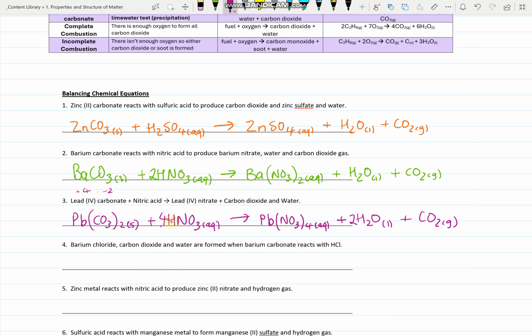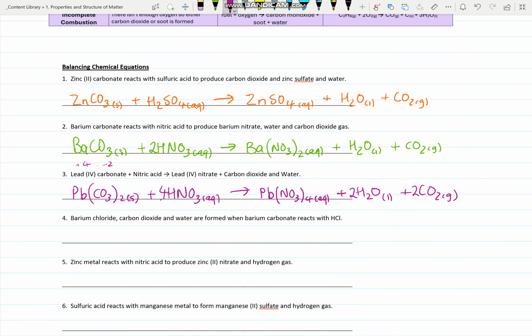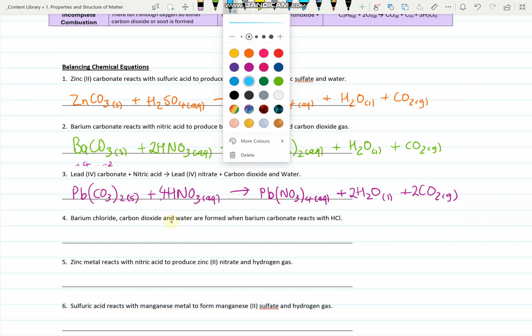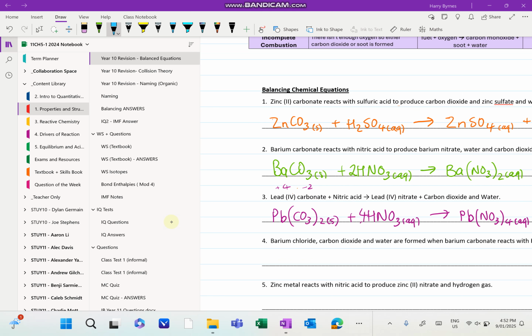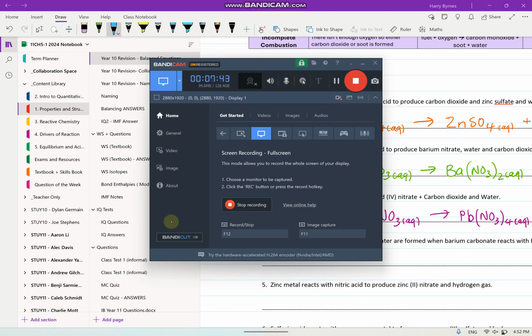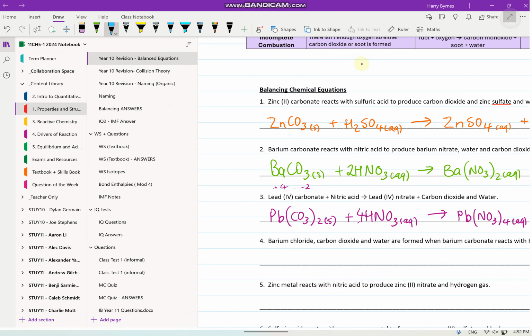Lead's 1, 1, carbon's off. So if I put a 2 there, that actually solves everything. So 1 lead carbonate reacts with 4 nitric acids to produce 1 lead nitrate and 2 waters and 2 carbon dioxides. I think I got time for one more. Oh, I got time for plenty more, sorry.